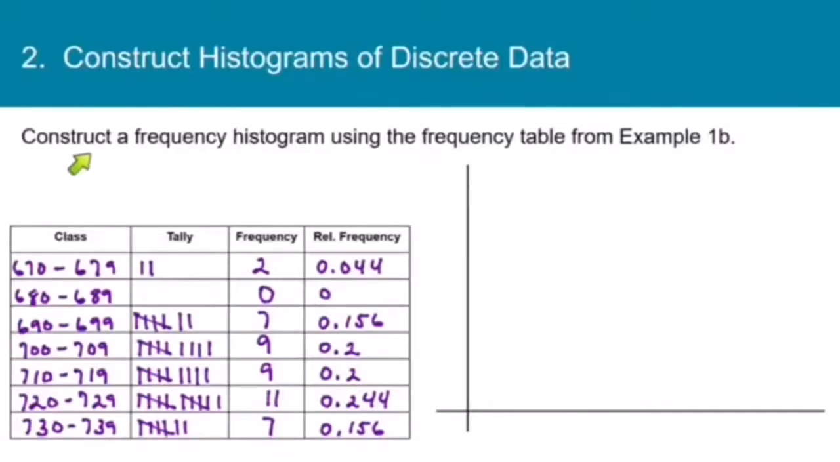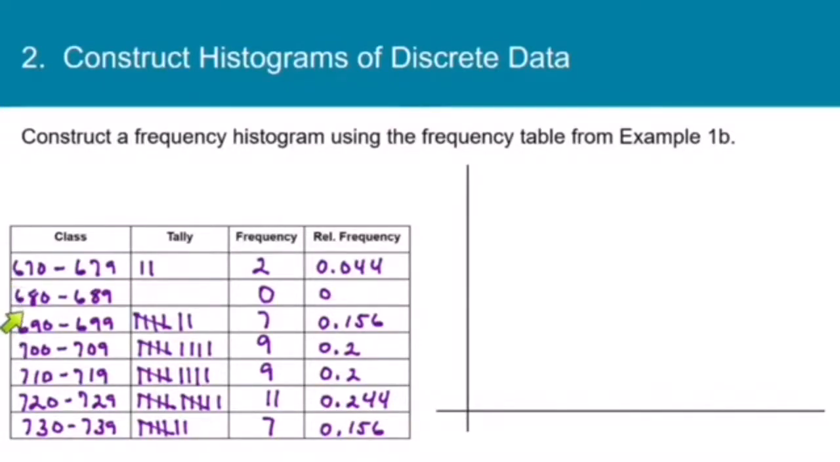Now we're going to construct a frequency histogram using the frequency table from the second example we did, which was the Old Faithful geyser in Wyoming. Remember that big table of data that we looked at? And it was discrete data. And remember they gave us the lower class limit of the first class as 670, and the class width was 10.